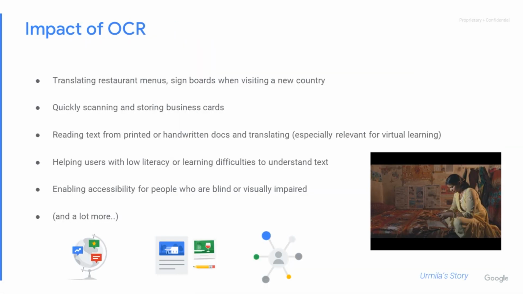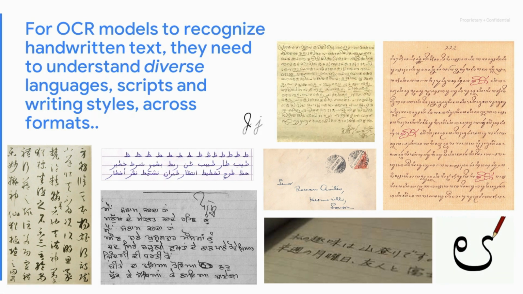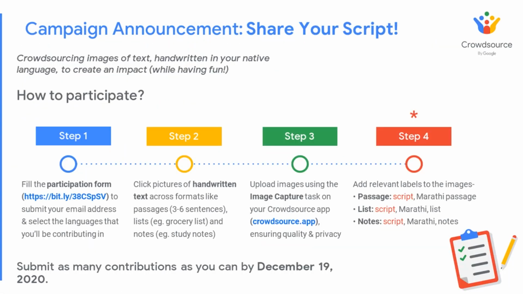OCR can be used for translating restaurant menus, signboards, quickly scanning and storing business cards, reading handwritten or printed texts, enabling accessibility for people who are blind or visually impaired, and a lot more. For OCR models to recognize handwritten text, they need to understand diverse languages, scripts and written styles across formats. You can also train OCR models through this campaign.